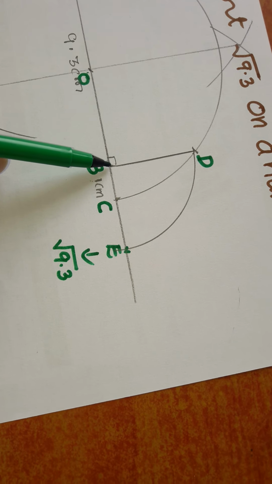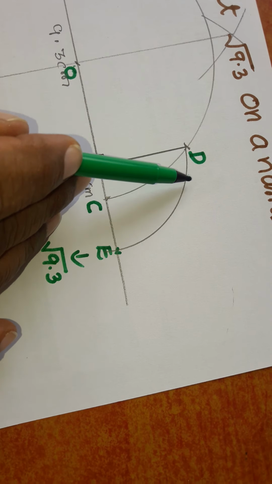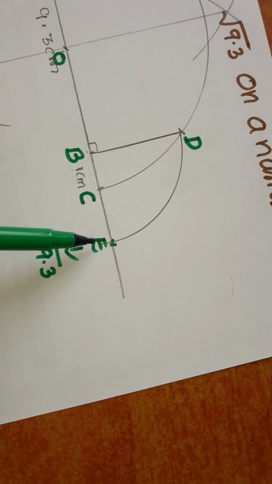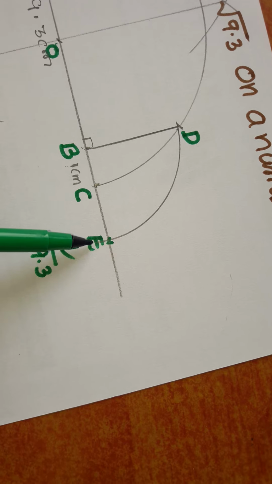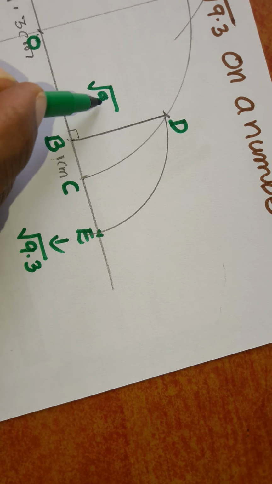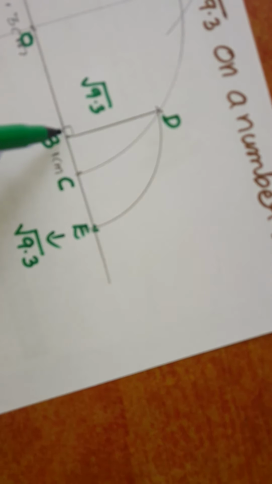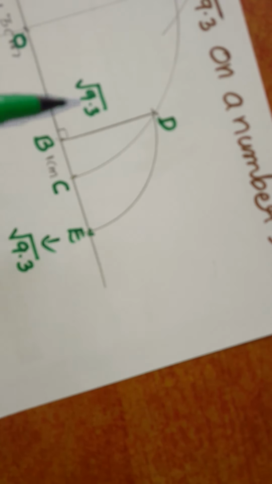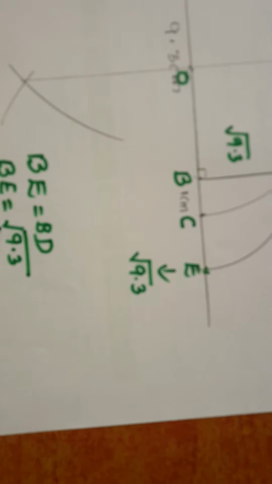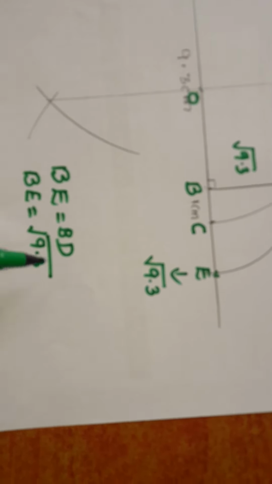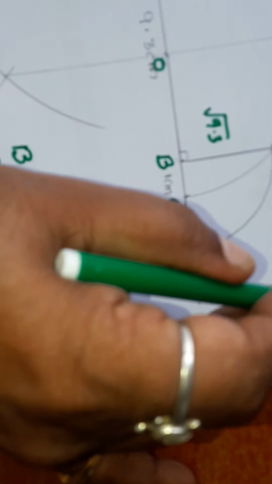Adjust the radius of the compass to BD, draw an arc. This arc cuts the line at E. The measure of BD is square root of 9.3. You can know by calculation how you will get 9.3, but calculation is not required here. So the measure of BE is equal to BD. So BE is equal to square root of 9.3. This is how we can represent the square root of 9.3 on a number line.